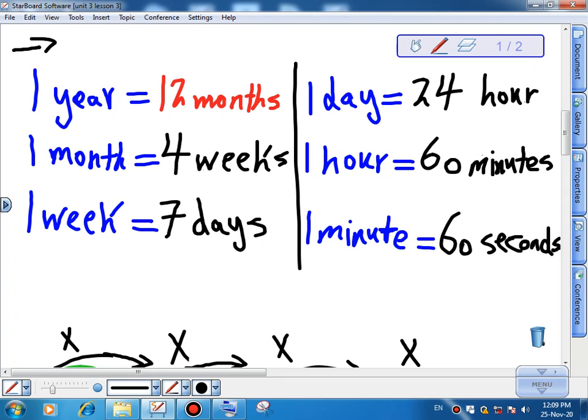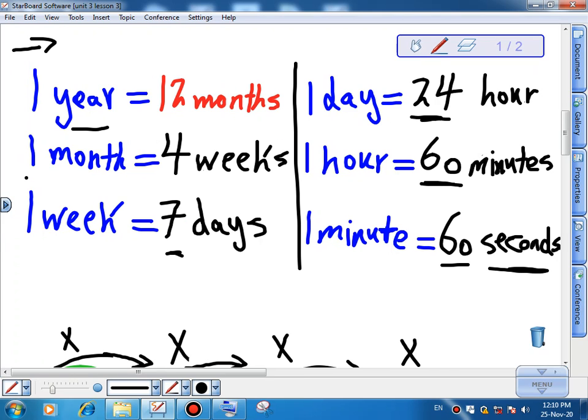1 year, as we know, has 12 months, and 1 month has 4 weeks, and 1 month also has 30 days. 1 week has 7 days. 1 day equals 24 hours, and 1 hour equals 60 minutes, and every minute equals 60 seconds. From the greatest unit, year, to the smallest unit, second.